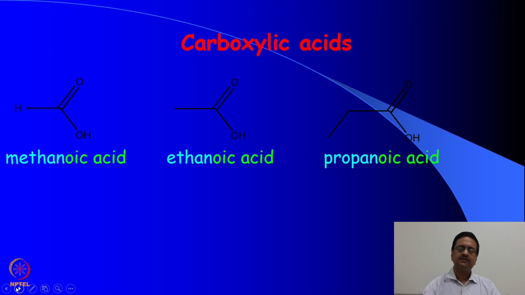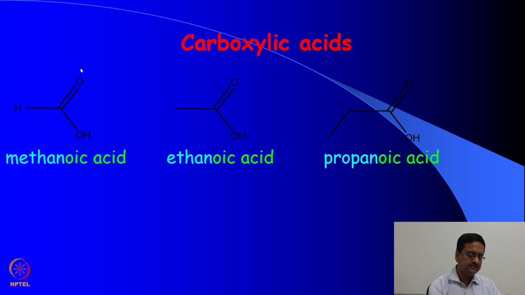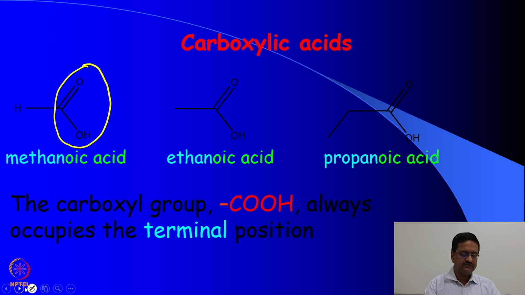The next type of organic molecules that one can encounter are the carboxylic acids, where you have a C double bond OH. This kind of functional group is called the carboxylic acid group, and these carboxylic acid groups are again at the terminal position. So, we do not need to identify the position of it until and unless it is absolutely necessary.